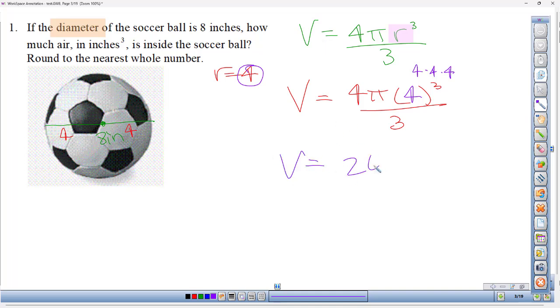Volume equals 268. And what are we talking about? Cubic inches. Inches cubed of air. And there's our answer.